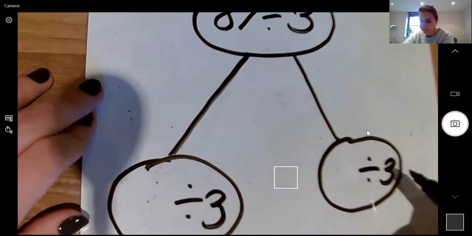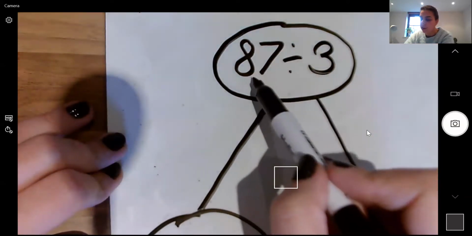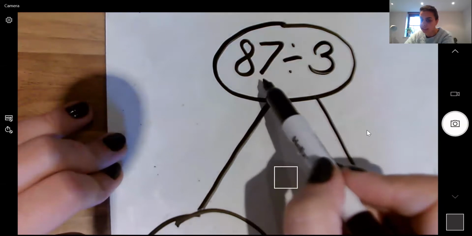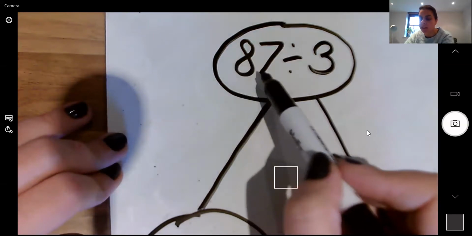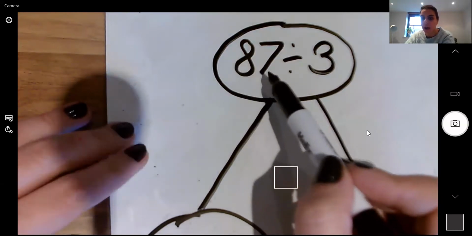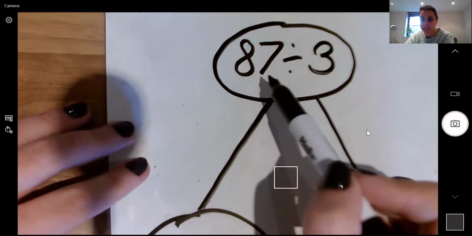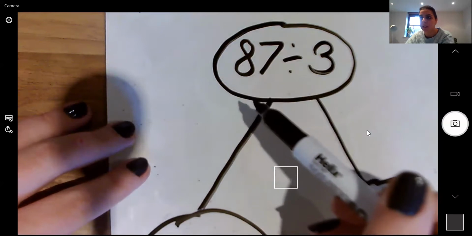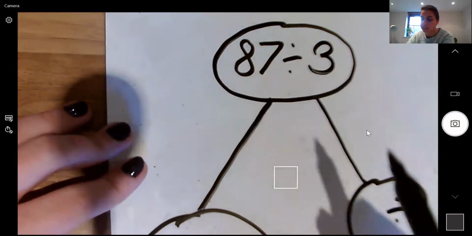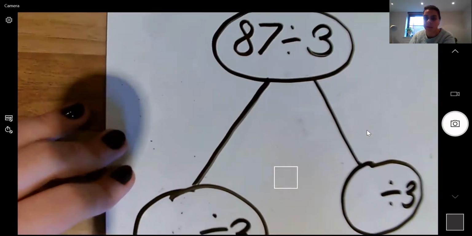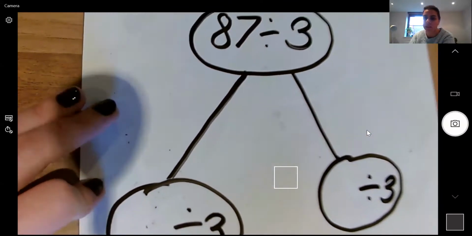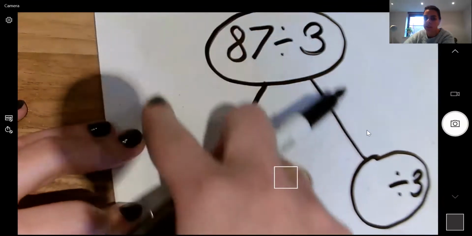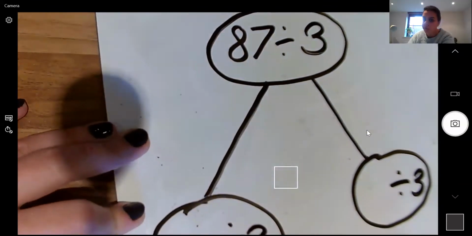However, 87 can't be divided by 3 easily. So I need to split it up into things that I know 3 goes into. Now I know 3 goes into 60. And I know that because I know 3 goes into 30. And if I double 30, it's 60. So I know it does. And I also know that 3 goes into 6. So it works. If you're not sure what it goes into, you can just write down the side your 3 times table, and that will help you.